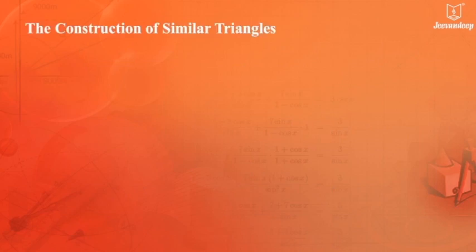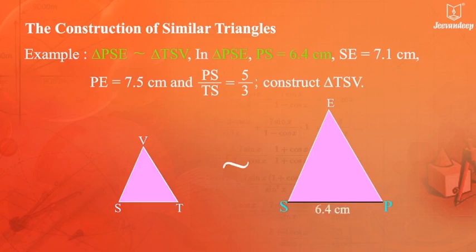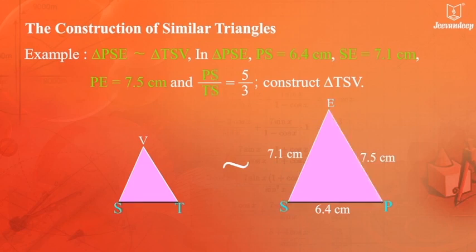Six. The construction of similar triangles. Example: Triangle PSE is similar to triangle TSV. In triangle PSE, PS equals 6.4 centimeters, SE equals 7.1 centimeters, PE equals 7.5 centimeters, and PS upon TS equals 5 upon 3. Construct triangle TSV.